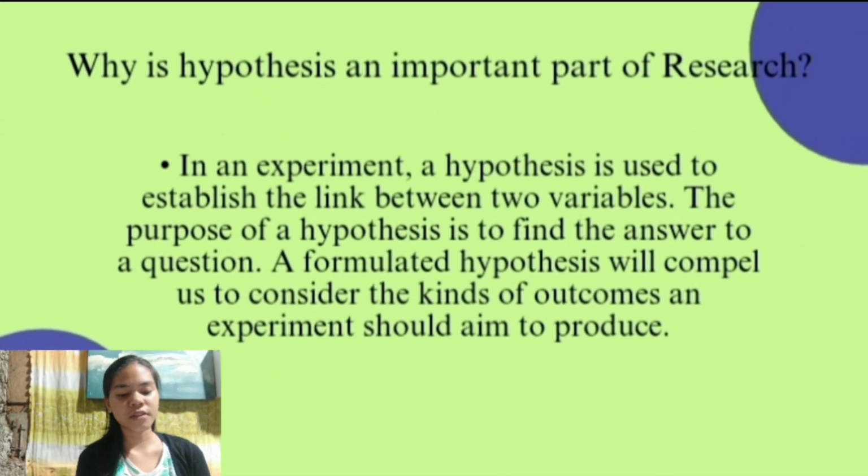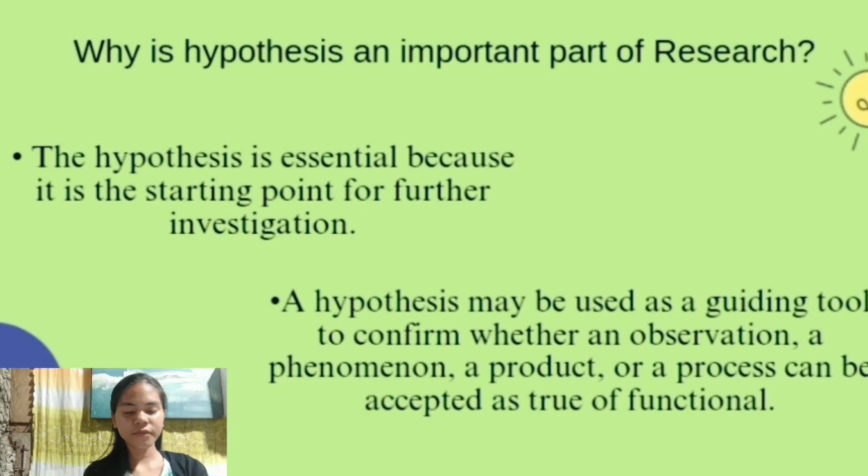Why is hypothesis an important part of research? In an experiment, a hypothesis is used to establish the link between two variables. The purpose of a hypothesis is to find the answer to a question. A formulated hypothesis will compel us to consider the kinds of outcomes an experiment should aim to produce. The hypothesis is essential because it is the starting point for further investigation.